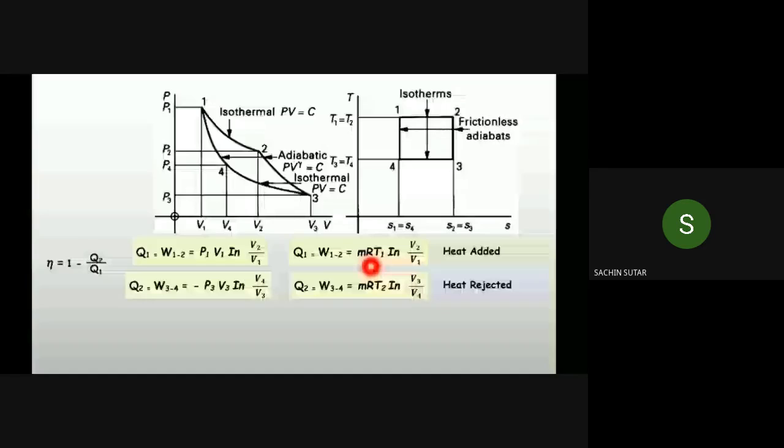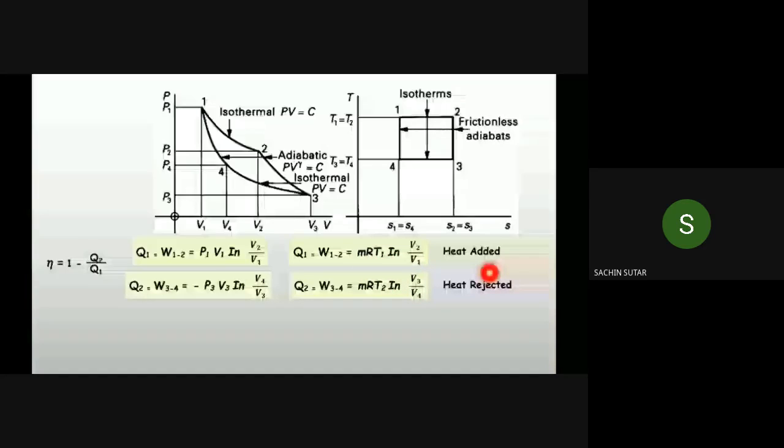P1 V1 we can call as MRT1. So P1 V1 is equal to MRT1. Then Q1 is W12, which is equal to MRT1 ln of V2 by V1. So this will be M R T1 ln of V2 by V1. So this is considered as the heat added in the process.